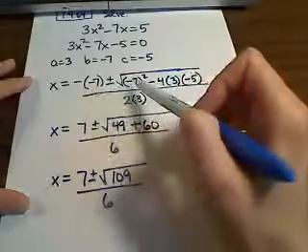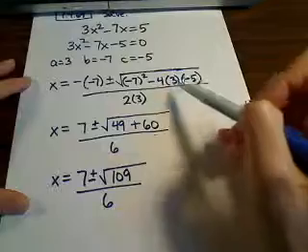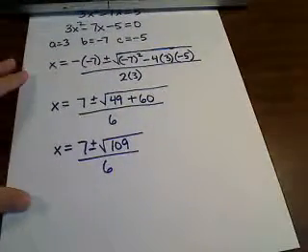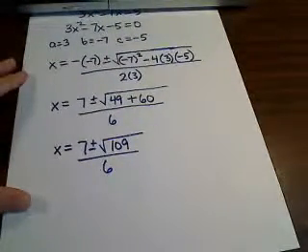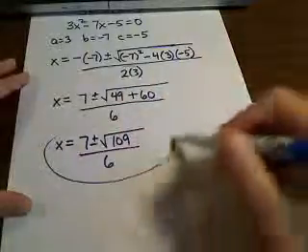Just making sure I didn't make any mistakes, because I am expecting this to simplify. 4 times a times c. Nope. Yep, so I don't see it simplifying. So this would be your answer right here.